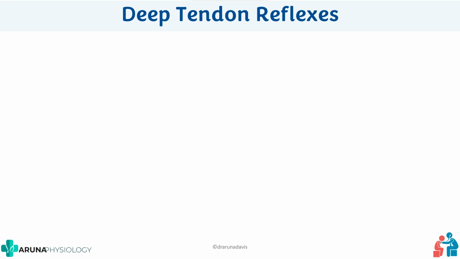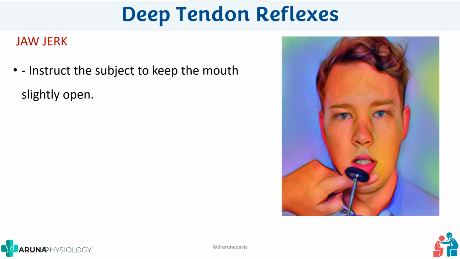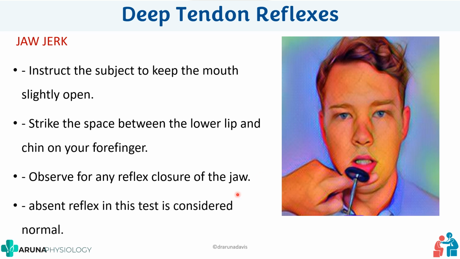So first we'll see how to elicit the jaw jerk. To elicit the jaw jerk, you have to ask the subject to slightly keep his mouth open like this. And then in this area, between the lip and the chin, you can keep your finger and strike on that using a knee hammer. Or another method is that you can directly percuss in this area with your forefinger. Either way, you're looking for any reflex closure of the jaw. Normally, there should not be any closure of the jaw, which means an absent reflex is considered normal.